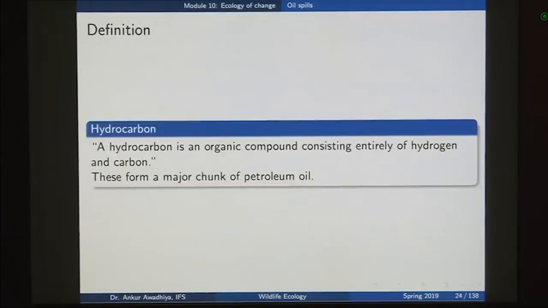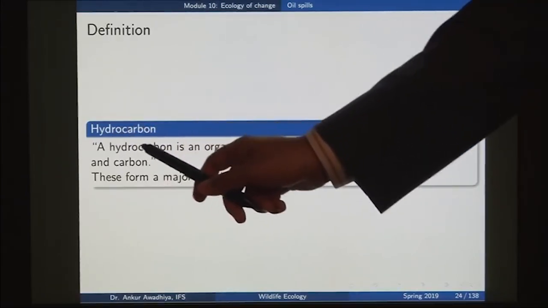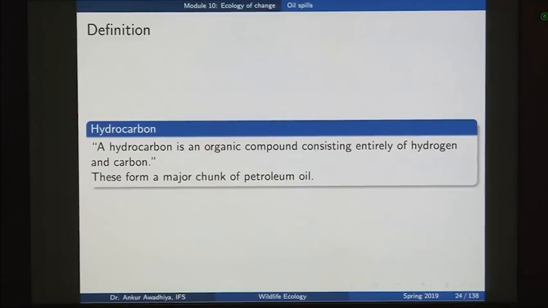Now, when oil gets released into the environment, we have all these hydrocarbons that come up in the environment. A hydrocarbon is an organic compound that consists entirely of hydrogen and carbon, which is why we have the term hydrocarbon, hydrogen plus carbon. So these are compounds made of hydrogen and carbon, and they form a major chunk of the petroleum that is released into the environment.